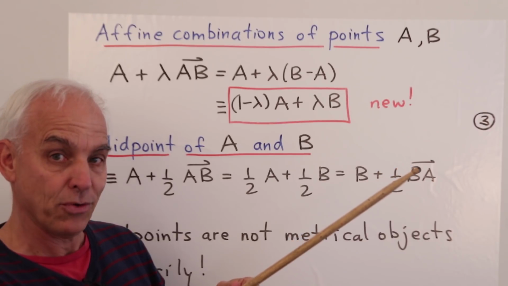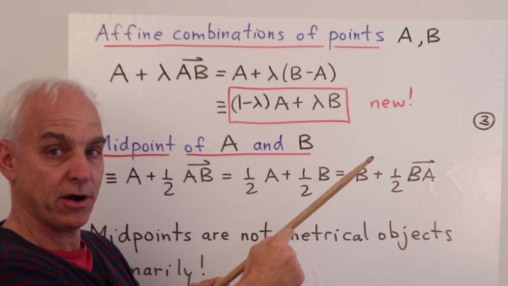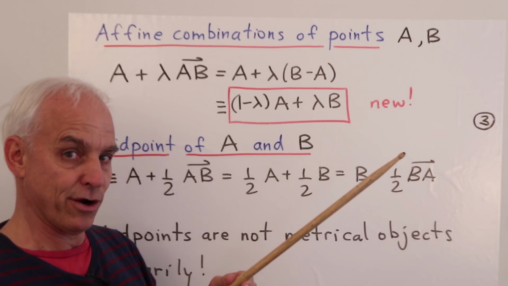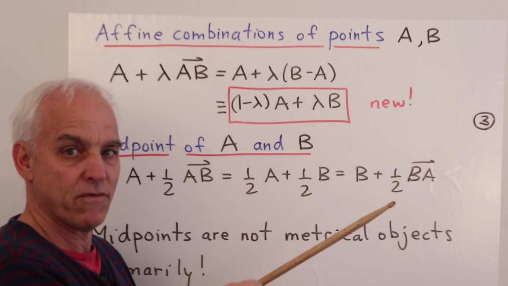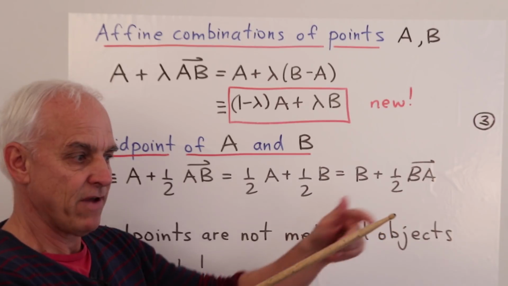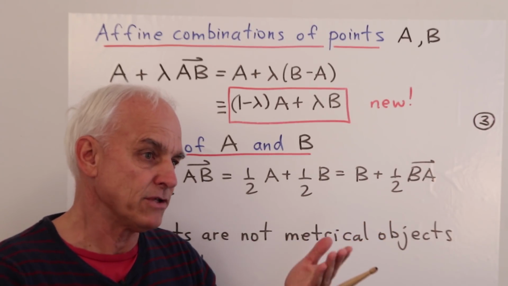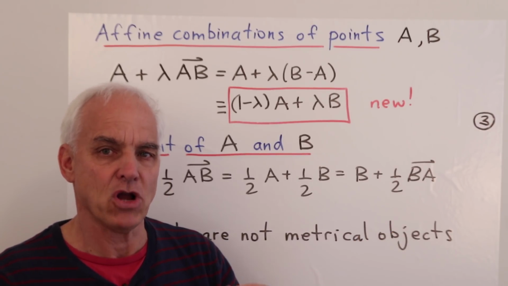If lambda is 0, then we're here. If lambda is 1, we're here. If lambda is a half, then we're here. If lambda is, say, minus a half, we would be over here. And if lambda was, say, 2 or something bigger than 1, it would be over there somewhere. So different values of lambda correspond to different points on the line. So it's a very useful parameterization of a line through these affine combinations.